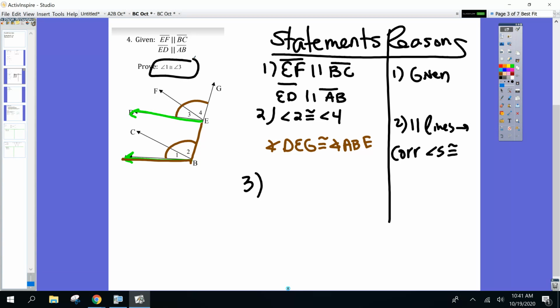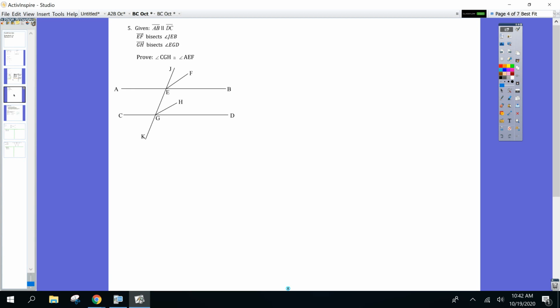Everyone good here? Any issues? And I say there's multiple ways of doing it, not this one. There was only one way of doing this one. Maybe the order of your corresponding angles were switched, but that's about it. Everyone's good with 4 before I get to the beast? Everyone ready for 5? Let's go. Let's go with 5. Multiple ways of doing 5, by the way.